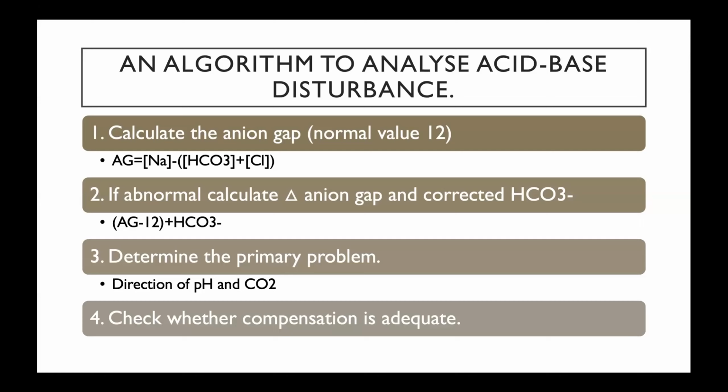Then for compensation, you have to check whether this primary problem is compensated or not. In a straightforward condition you should be able to do it, but in a severely mixed problem we will have trouble identifying whether compensation is adequate. Compensation means bringing the pH to normal. Sometimes you will get a normal pH by having a mixed problem. That is not compensation, it's a mixed problem. So that also we need to consider.